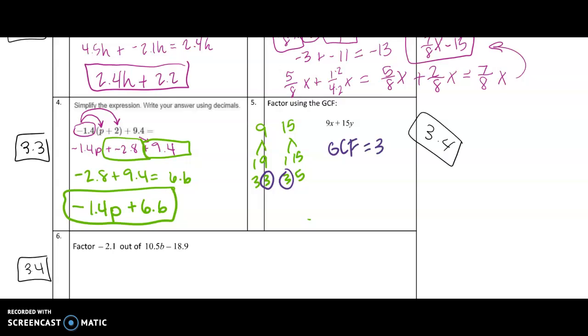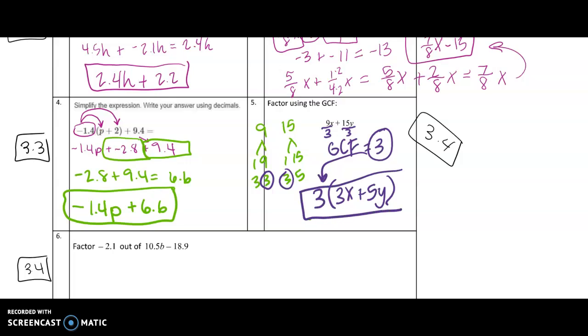I'm now going to divide by 3 in my original problem. So 9 divided by 3 is 3. Keep my x. 15 divided by 3 is 5. Keep my y. And then on the outside, I put that GCF. And that is my answer.